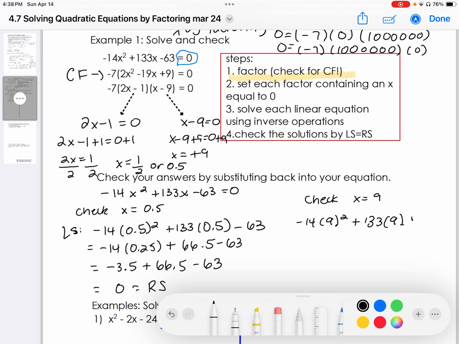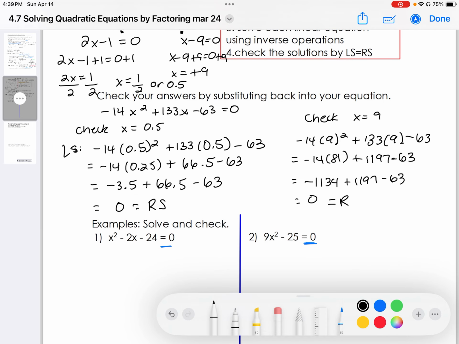Nines are nasty. So again, I'm not going to expect you to use mental math. So if you forget what 9 squared is, that's fine. It's 81. Even 14 times 81, I don't know what that is. 133 times 9 is 1,197. The 63 has no x variable. -14 times 81 is negative 1,134. It seems like a big number, but remember, we're trying to get to 0. So once we did 133 times 9, we were pretty sure that it should be quite a high number.